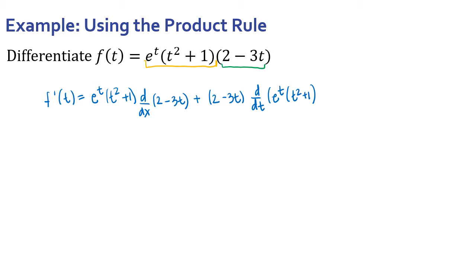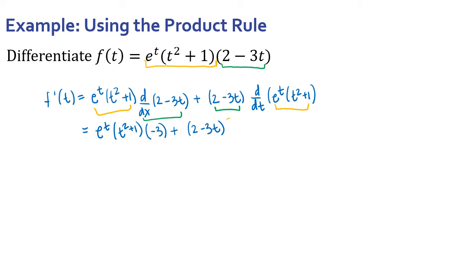Okay, so let's go through and do this first part. So again, you can see here, this is our second function, and this whole thing here is our first function. First function, second function. Okay, so on the left, I'm going to have e to the t times t squared plus 1. When I find the derivative of this, the derivative of 2 is 0, and the derivative of negative 3t is just negative 3. Plus, okay, so over here I have 2 minus 3t.